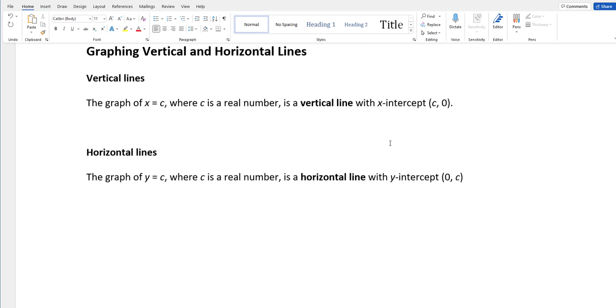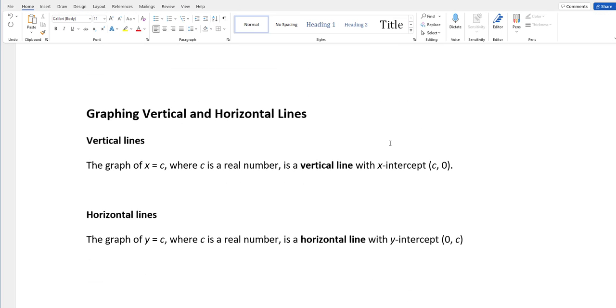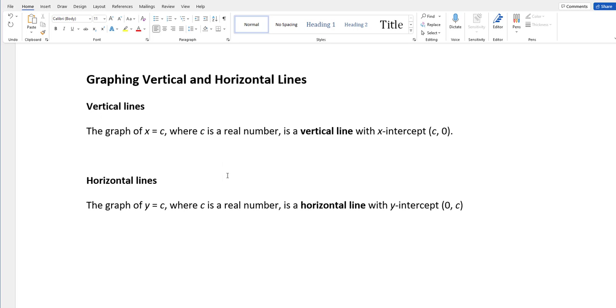Okay. So now let's talk about vertical and horizontal lines. The graph of x equal to c, where c is a real number, is a vertical line with x-intercept (c, 0). The horizontal line is the graph of y equal to c, where c is a real number, and the y-intercept is (0, c).